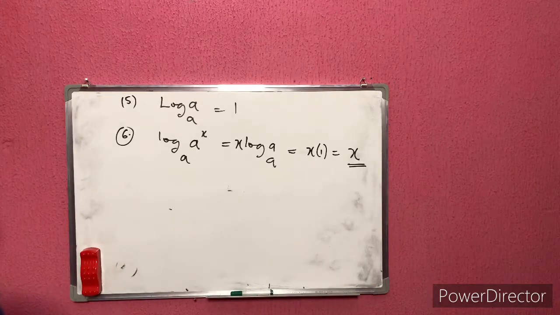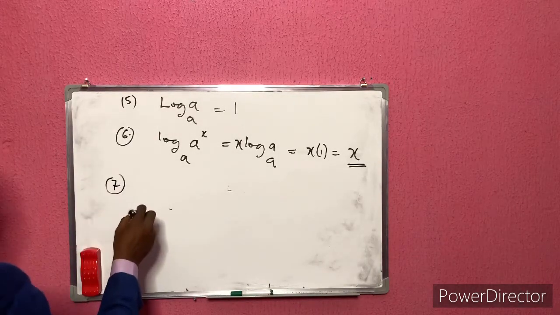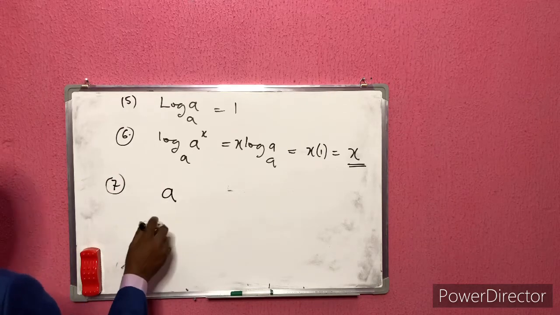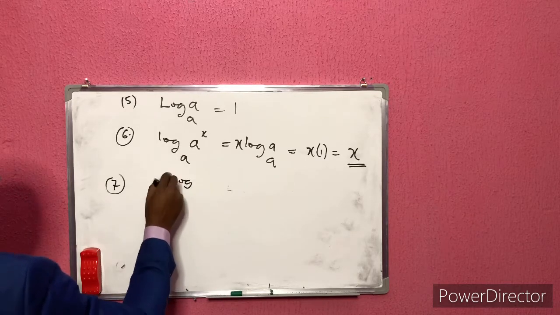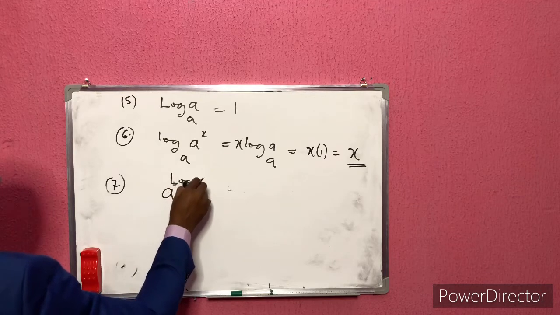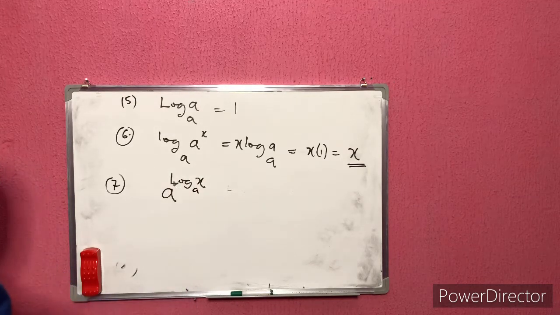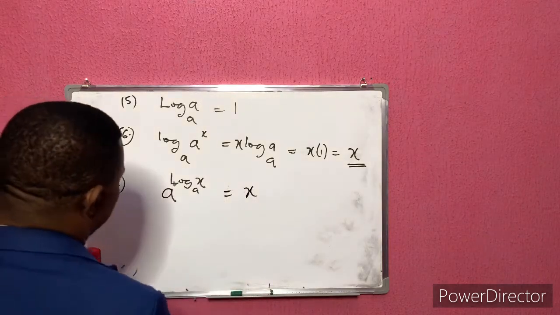We look at 7. a raised to power log x base a. a raised to power log x base a will give us x.